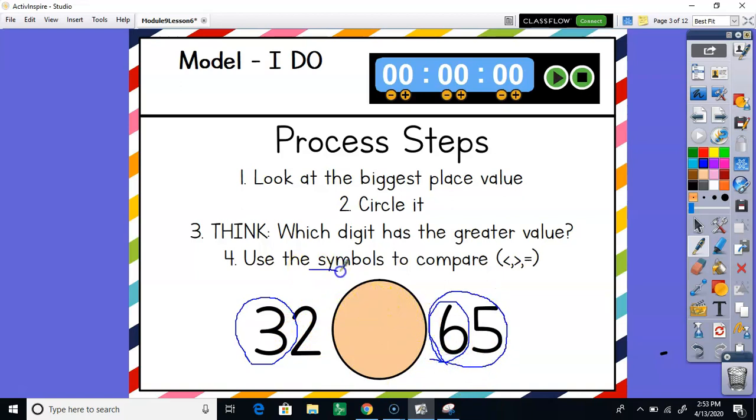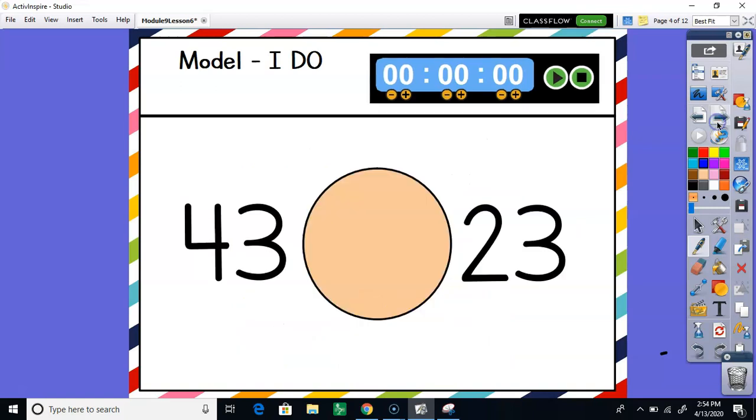So now I have to choose the symbol to compare. I have 3 choices: less than, greater than, or equal. I already know that this number is bigger, so I want this to show that it's less. So when I say the sentence, I need to say that 32 is less than 65. That means I need to put the less than symbol in the middle. This is kind of a lot of steps, so I'm going to show you those steps a couple more times before I have you practice on your own.